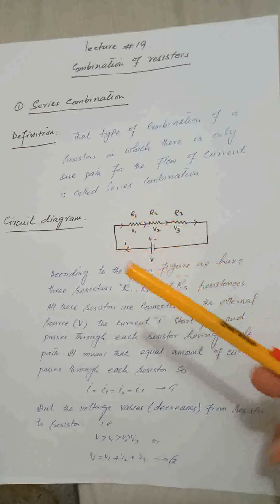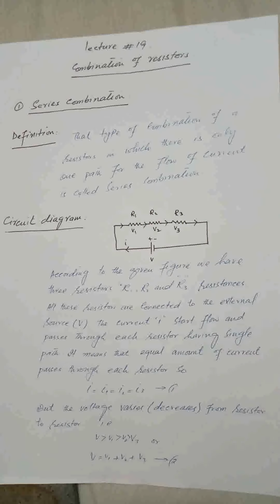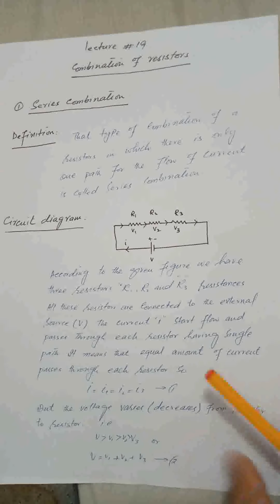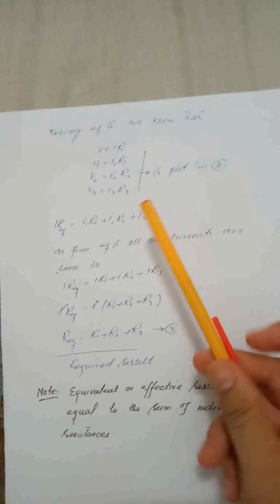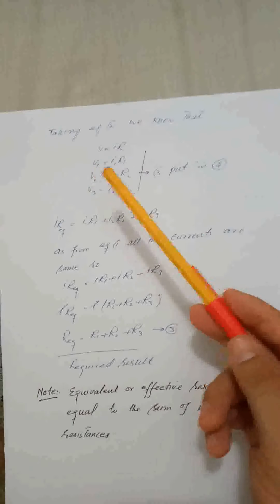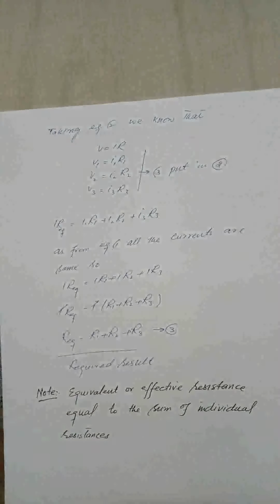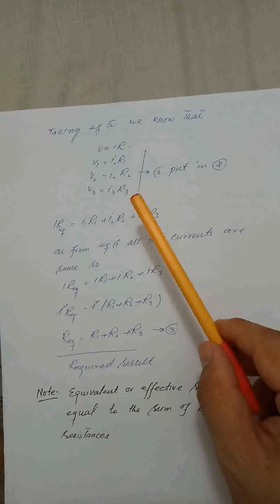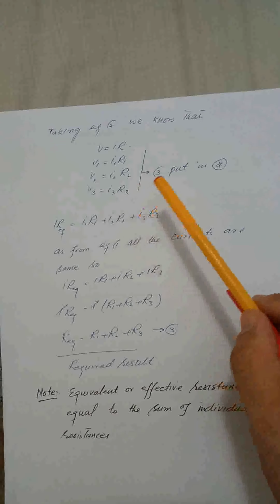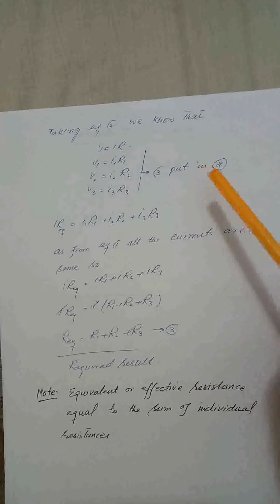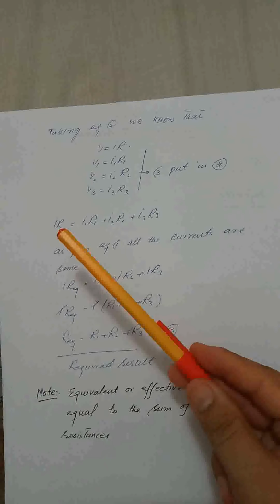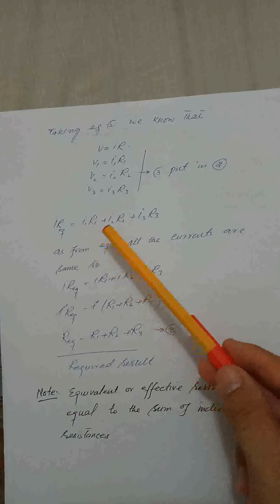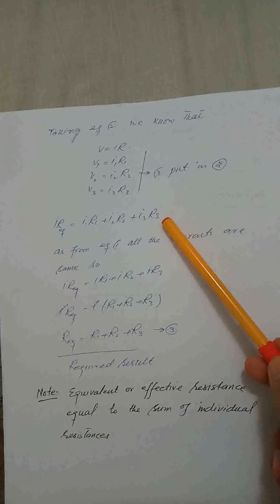Now we are taking equation 2 in order to calculate the effective resistance, or the equivalent resistance, or the combined resistance of all these three resistors. So using equation number 2, we can write that V is equal to IR. If it is V1, then it will be I1 R1. If it is V2, it will be I2 R2. If it is V3, then I3 R3. This is equation number 3. Put 3 in equation 2. Then I R equivalent is equal to I1 R1 plus I2 R2 plus I3 R3.